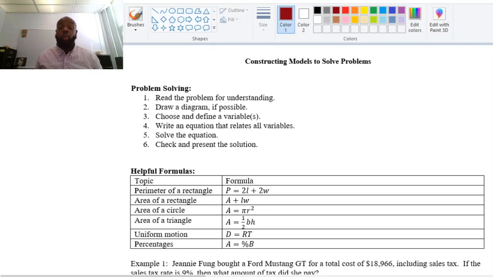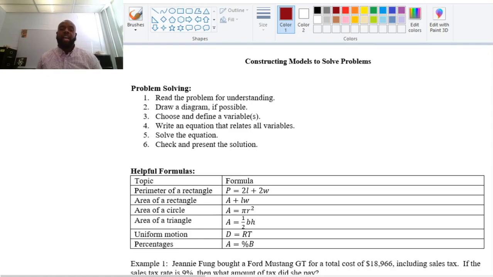Usually you're going to solve the equation, and then you can check and present your solution to make sure that it makes sense. For instance, if we're talking about geometric figures, you solve your equation and you get a negative answer, you know for a fact that that's not going to be a proper solution. So use information like that to help you determine if your work was on the right track.